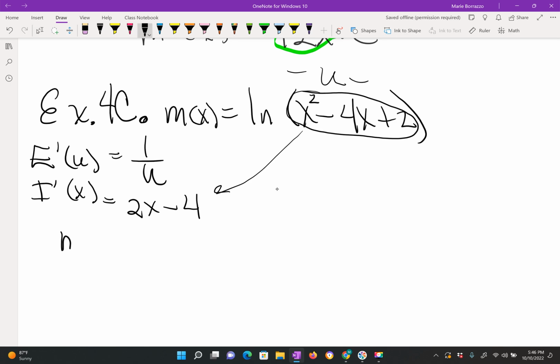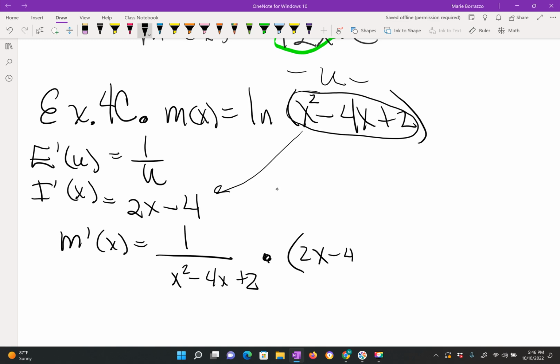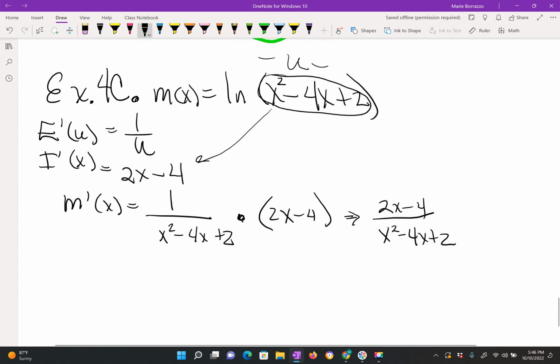Based on the chain rule, my m prime x is going to be equal to 1 over x squared minus 4x plus 2, times 2x minus 4, which results in 2x minus 4 all over x squared minus 4x plus 2. Not bad, right? It's easier to comprehend.